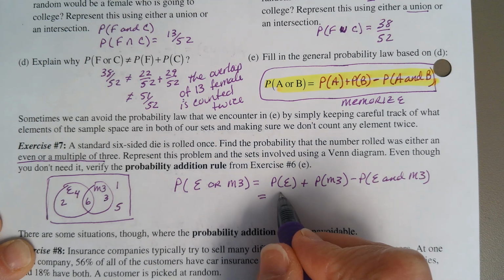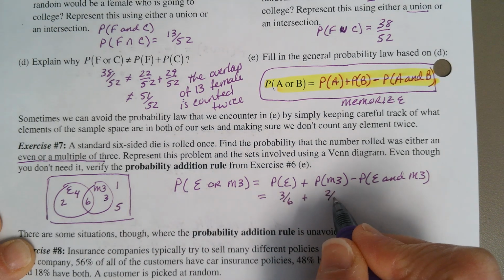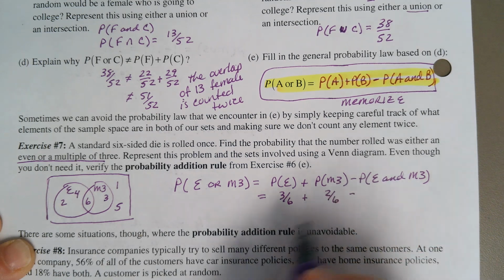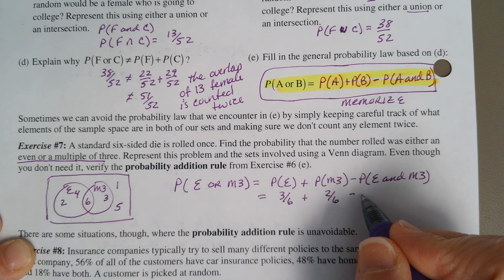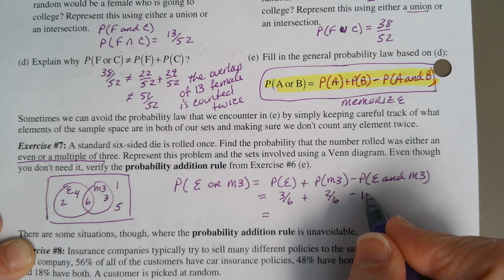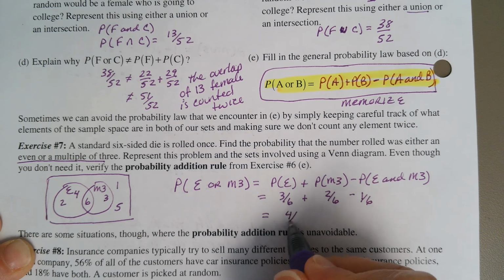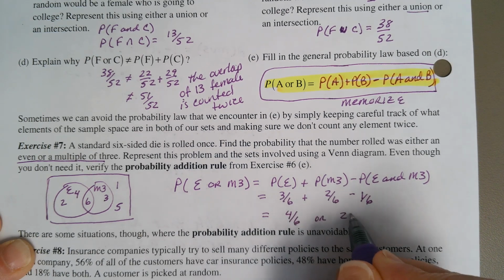Even would be 3 out of 6. Multiple of 3, 2 out of 6. And even and multiple of 3, 1. So 5, 1 out of 6. 5 minus 1 is 4, or 2/3.